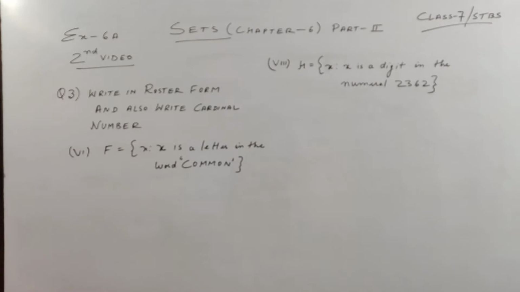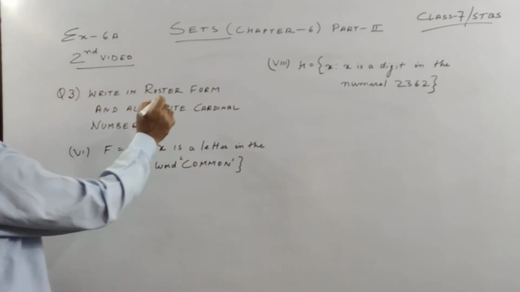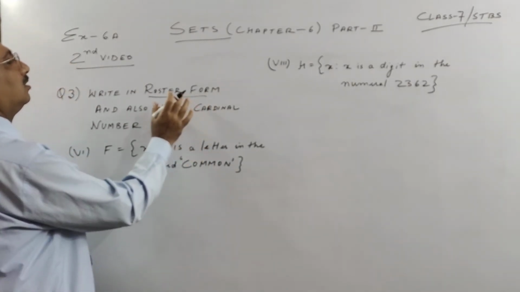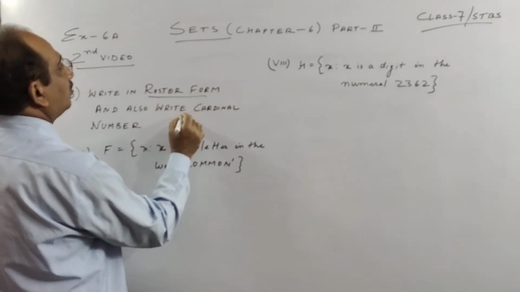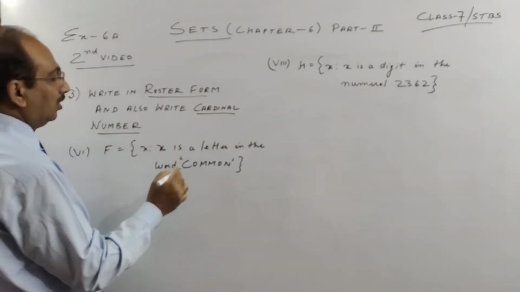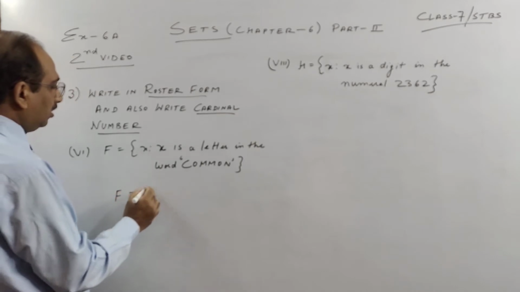Next we move on to question 3, parts 6 and 8. We have to write the set builder or description method in roster form, and we also have to write the cardinal number of elements in that set. It's quite easy, children.